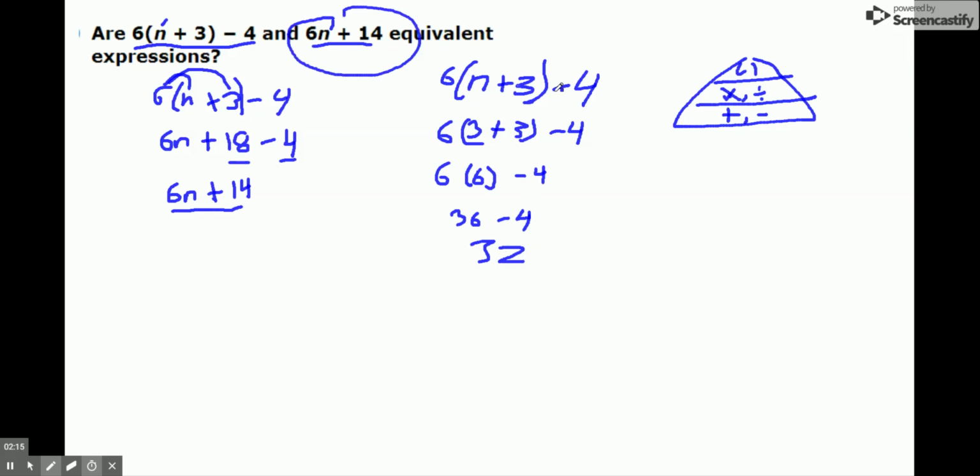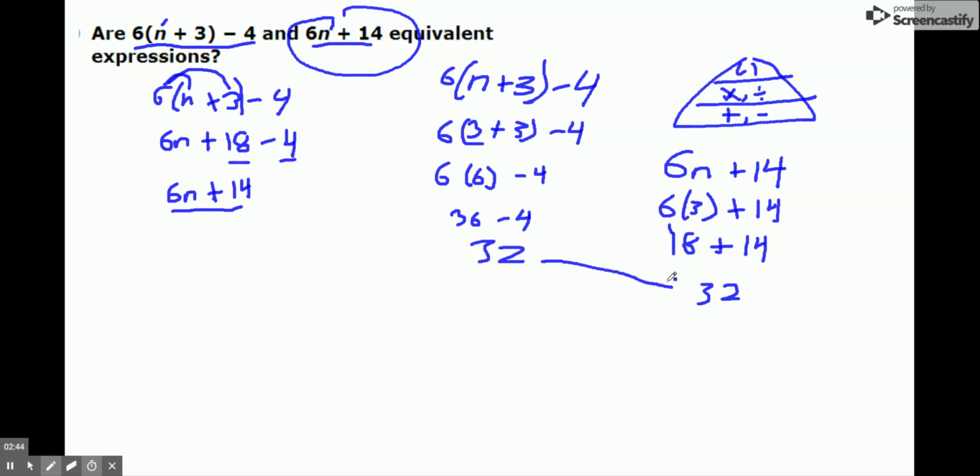So 36 minus 4 is 32. I did the same thing over here with 6n plus 14, but this time I substitute in 3 for n. So it's 6 times 3 plus 14. 6 times 3 equals 18. 18 plus 14 is 32. So 32 and 32 are the same, which again would show that they're equivalent. You'd want to try and test another number. You could try and test 2. That'd be an easy number to test to make sure they're equivalent as well.